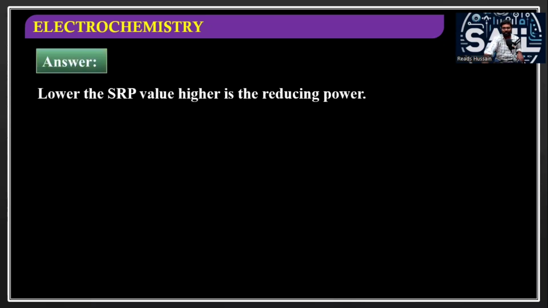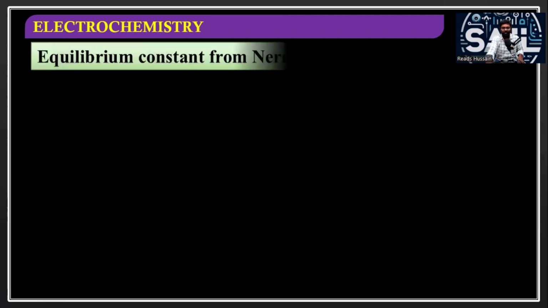So note down this point. Lower the SRP value, higher is the reducing power. Note down this point. SRP means standard reduction potential value. Lower the standard reduction potential value, higher is the reducing power.